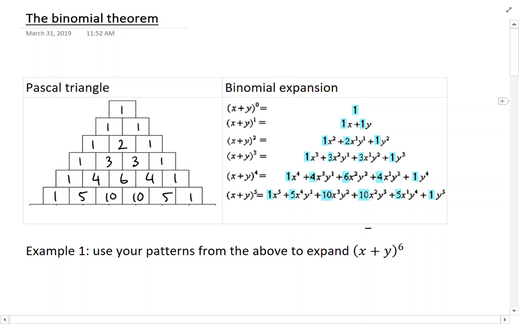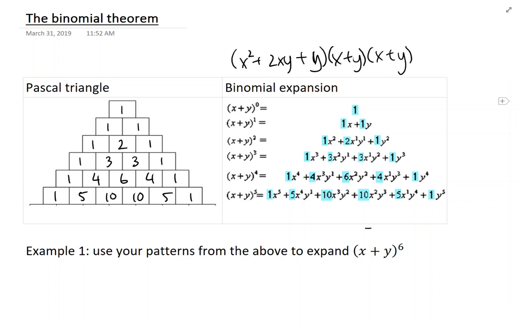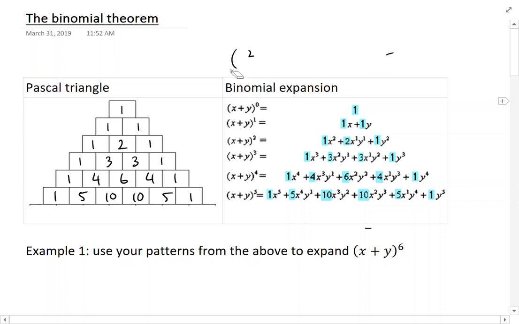for example, for degree 3, we would get x squared plus 2xy plus y squared, and then we'll multiply by x plus y. To get degree 4, we'll multiply by x plus y again, and it's a long, lengthy process to expand and simplify. But if you look at it here, there's actually another pattern that emerges.